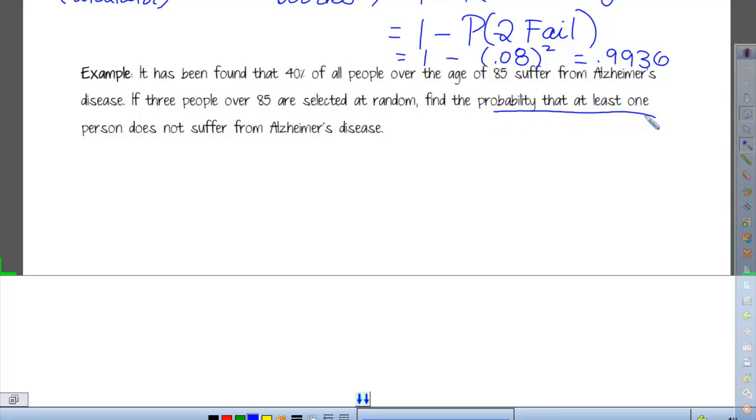Okay. All right. So here's another one. This one's really kind of tricky because of the language. So I'm going to kind of stand back because maybe I messed it up when I did it. But we want to find the probability. It says it has been found that 40% of all people over the age of 85 suffer from Alzheimer's disease. If 3 people over 85 are selected at random, find the probability that at least one does not suffer from the disease. Okay? So probability, at least one.